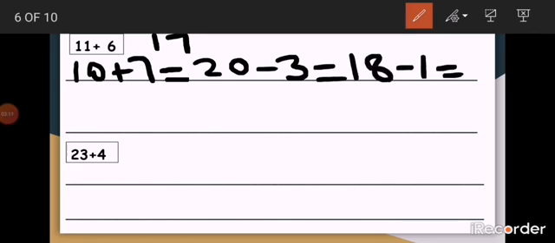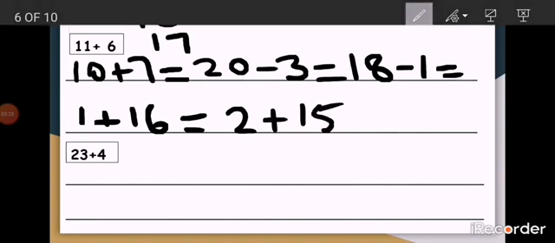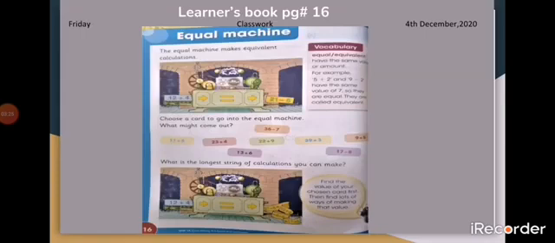And if you want to choose an addition one, you can write 1 plus 16, or you can write 2 plus 15 and so on. So in this way we will do today's work.